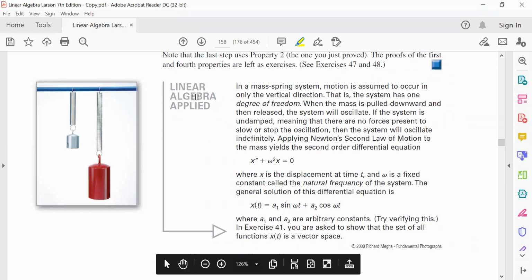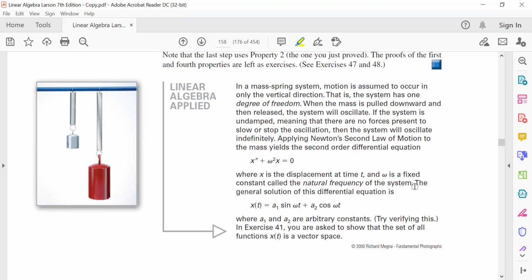This is something you may remember about springs and a very interesting application. And this does form a vector space.